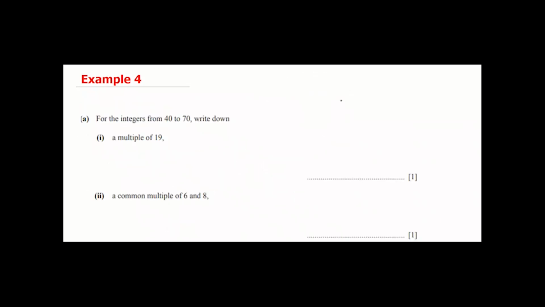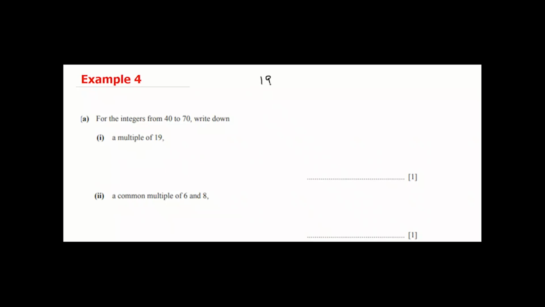Now let's look into example 4, which is the last example here. I brought this question to refresh our memory based on the previous knowledge. Here, for the integers from 40 to 70, write down one multiple of 19. We can get the multiples of 19 by multiplying it by a positive integer.